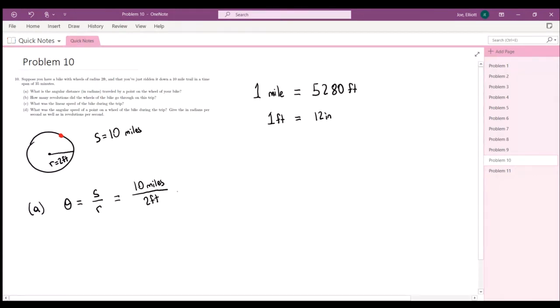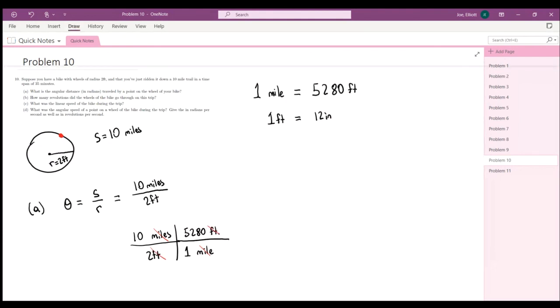All right. So then we'll want to convert that 10 miles into feet. What we can say is we'll do 1 mile on the bottom and 5,280 feet on top. So then the units cancel out, if you will. And what we're left with is 10 times 5,280 on top, and then on the bottom we are dividing by 2, like that. Okay?